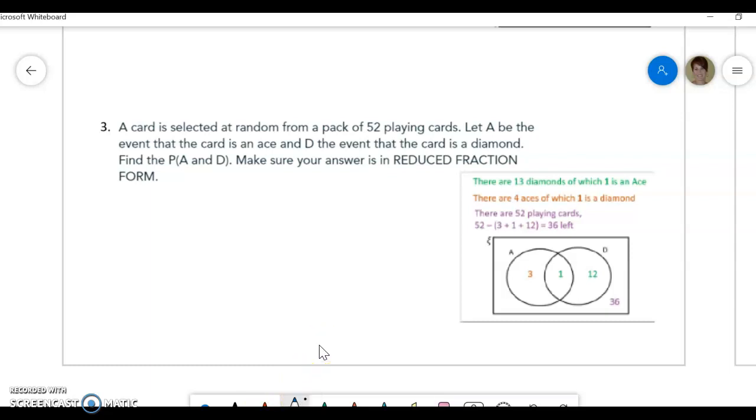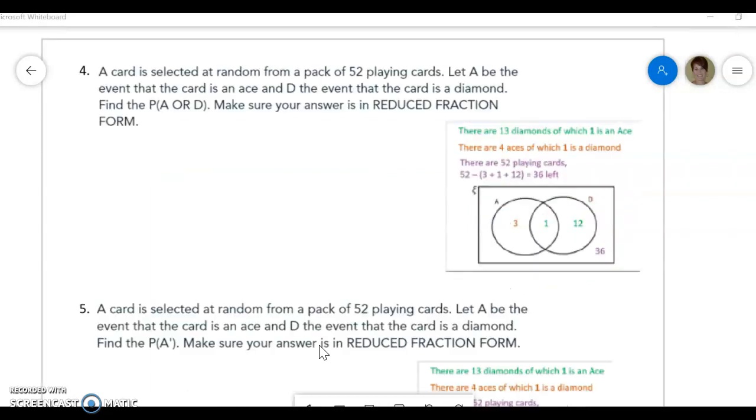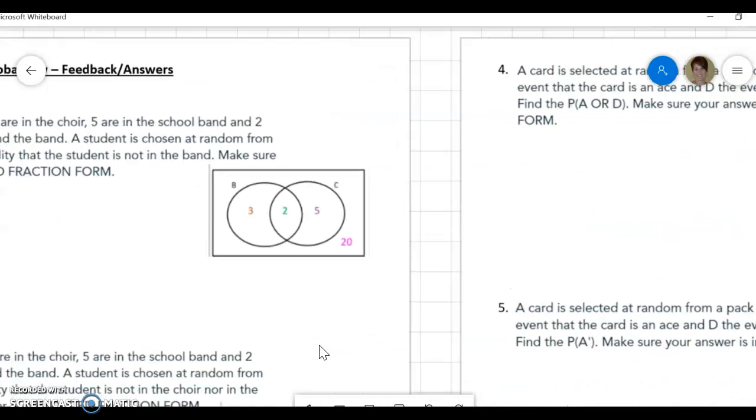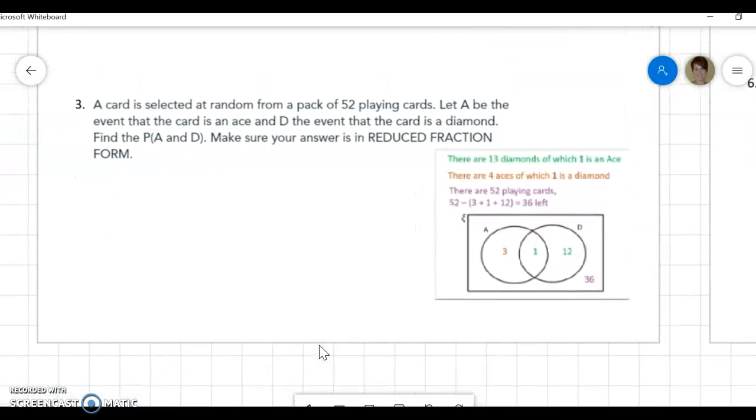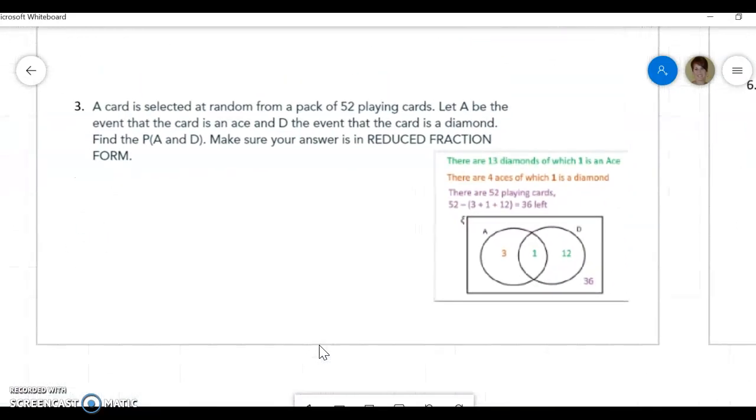So here we have 52 cards. And out of those 52 cards, we need to make sure that you're looking at, this is an and question. And what I mean when I say that is we are looking for the probability of drawing a card that is an ace and a diamond. So it has to fit both of those criteria. So it has to fall in the overlap.